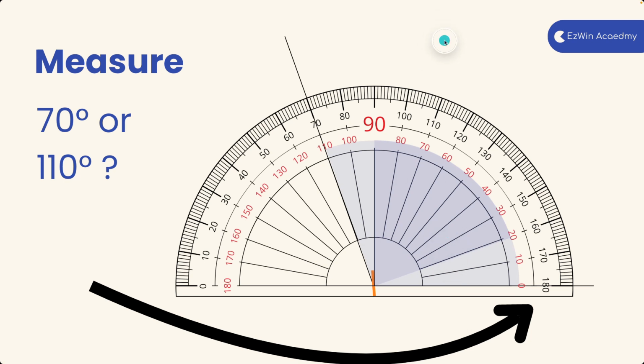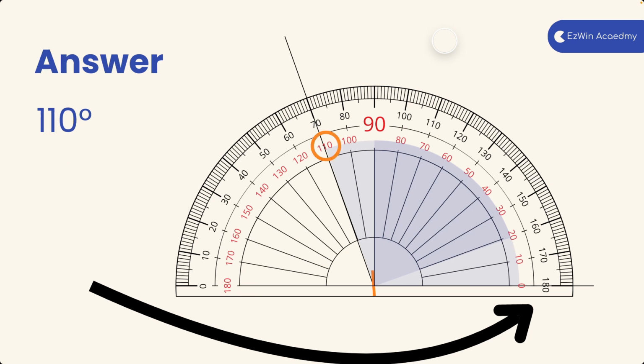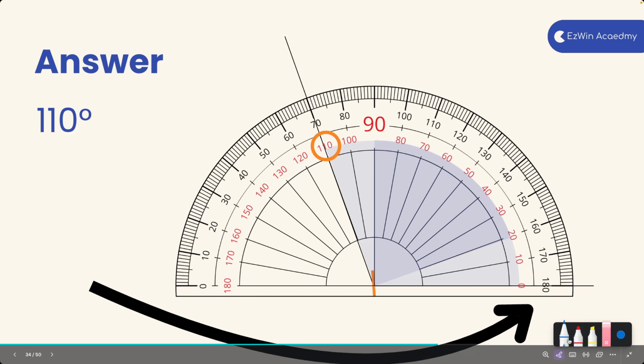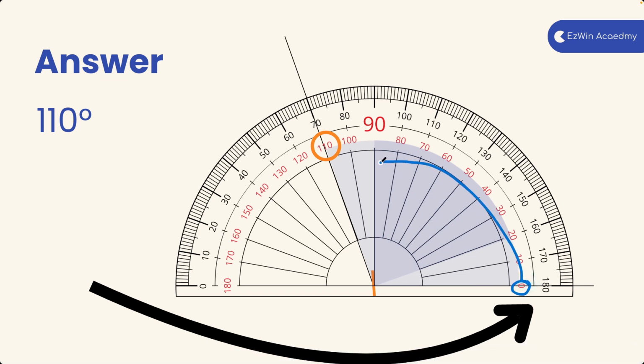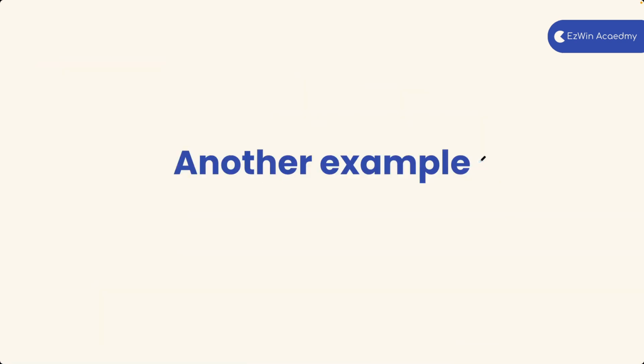And this is where I'll give you a question. Is it 110 degrees or is it 70 degrees for this angle? If you think it's 110, you are right, because like I said earlier, we measure from 0, and then we count up from the right until we reach the 110, as what you see over here.